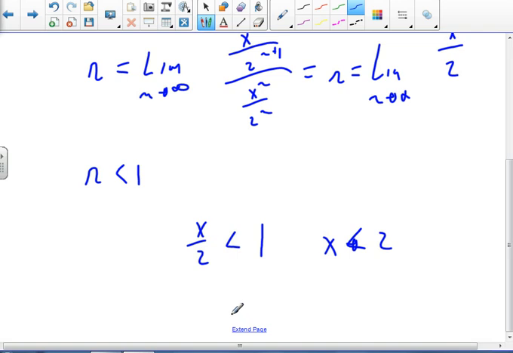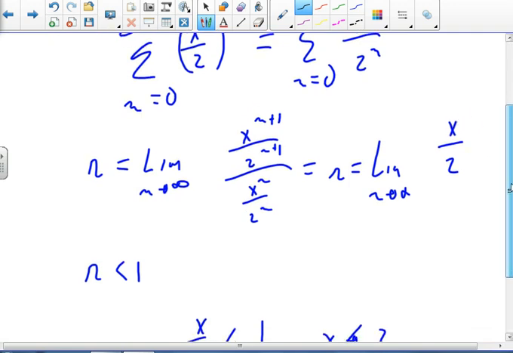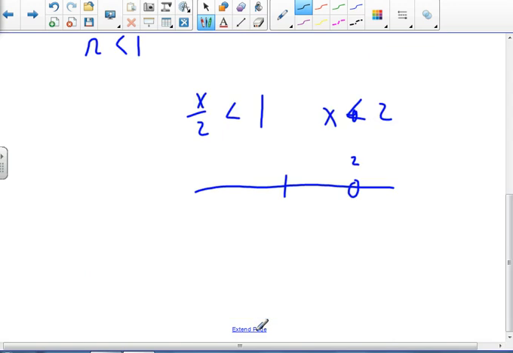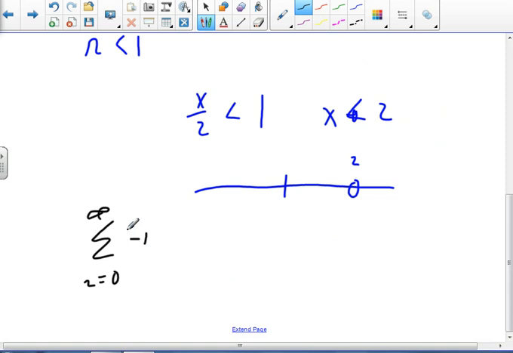x less than 2. So I'd make a number line, and I'd put a 2 right there. So I know I can go between 2 and 0. Now, if x were a negative number, now we have to look at what happens if x is a negative number. So I've got summation n equals 0 to infinity, is it 0 to infinity, of minus 1 to the n, x to the n over 2 to the n.